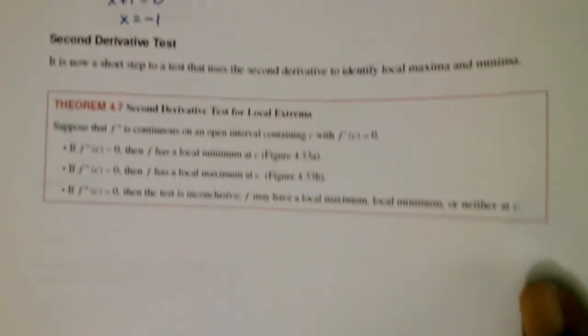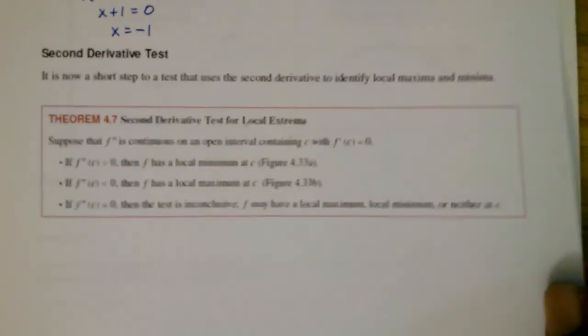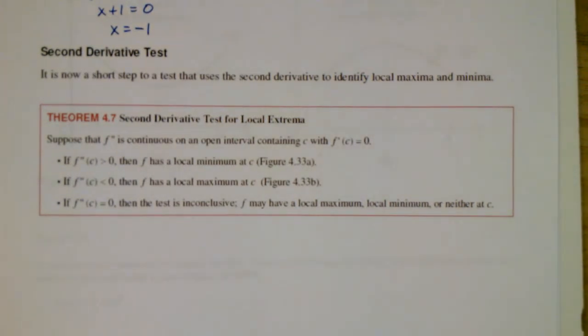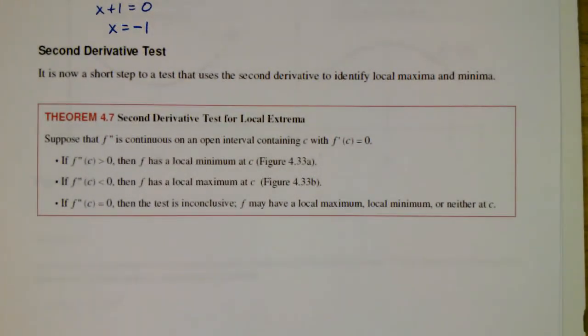All right, now let's look at our second derivative test. And this helps us identify local maxima and local minima. In the last video, we did the first derivative test to help us find our local max and local min. Here we can use the second derivative test to do that as well. So this right here is a short step to a test that uses a second derivative to identify local maxima and local minima.